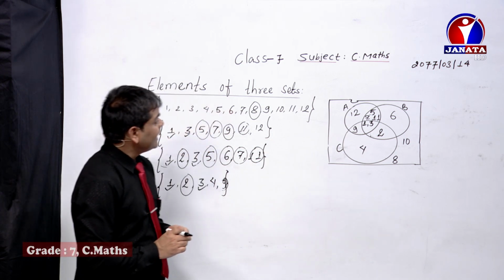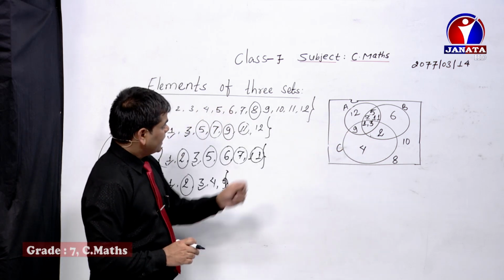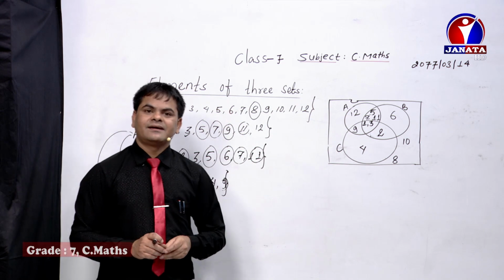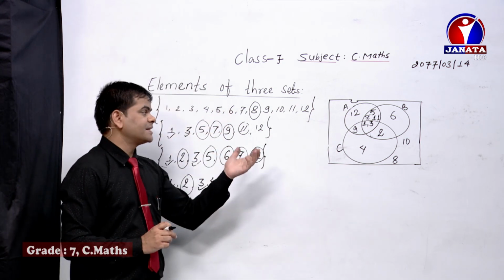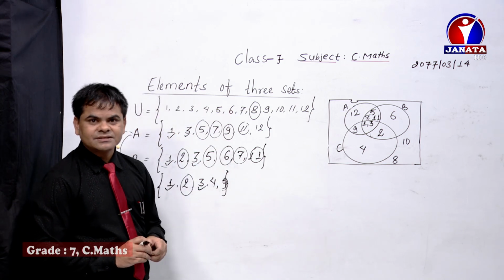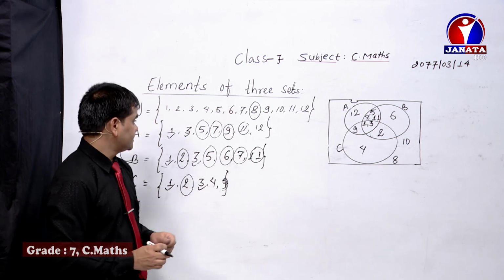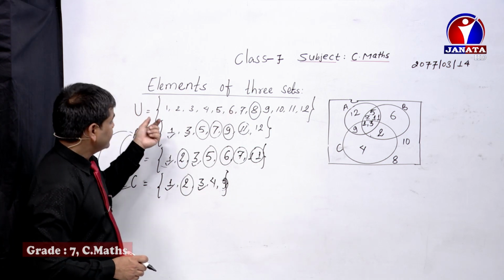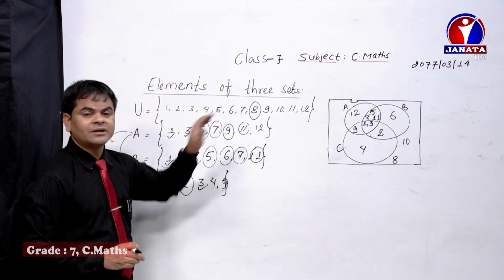Now if you see 11, dear friends, 11 is already present there. And 12, if you see, 12 is already there. So that much only in case of elements of 3 sets while representing the Venn diagram. This is the way of representing the elements of 3 sets in a Venn diagram. Once again, dear students, I want to repeat it. In case of the universal set, the maximum number of elements will be there. That's why I have kept 1 to 12, the natural numbers.